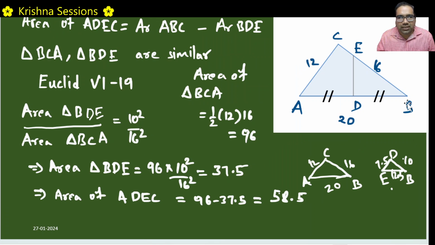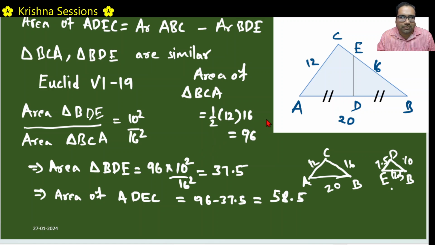So the area of BDE to BCA is equal to 10 squared by 16 squared, because these two parts are equal. BD and AD are equal, that is what is given. So BD is 20 by 2, that is 10. So 10 squared by 16 squared.